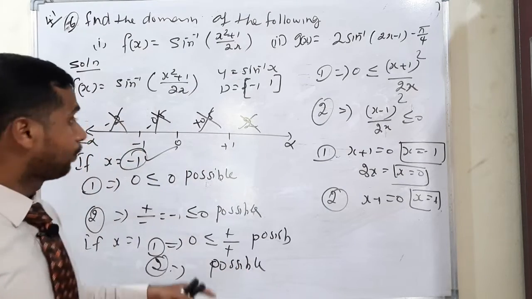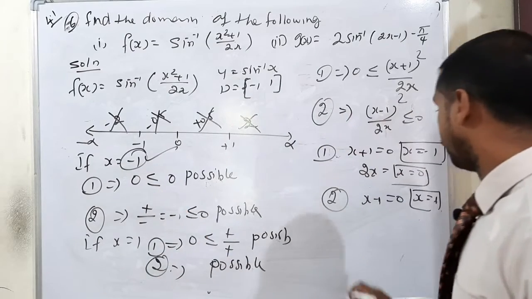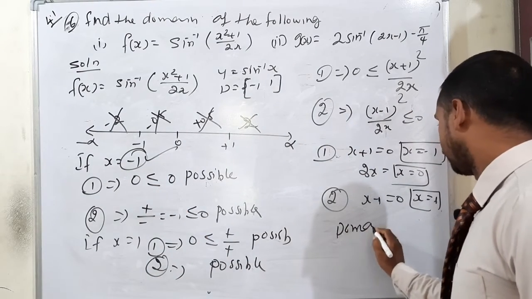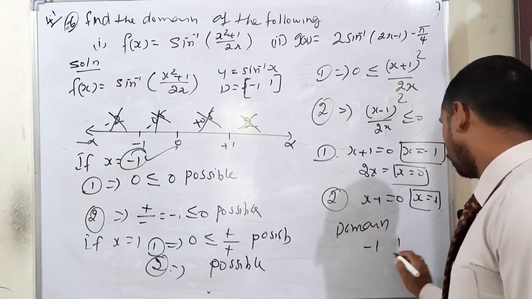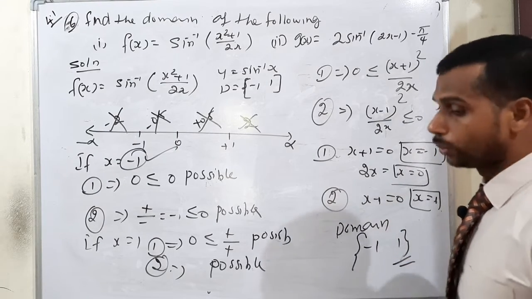So what I am saying is, from negative 1 and positive 1, we can simply say the domain is minus 1 to positive 1. This is the domain for subdivision 1. Okay, moving to subdivision 2.